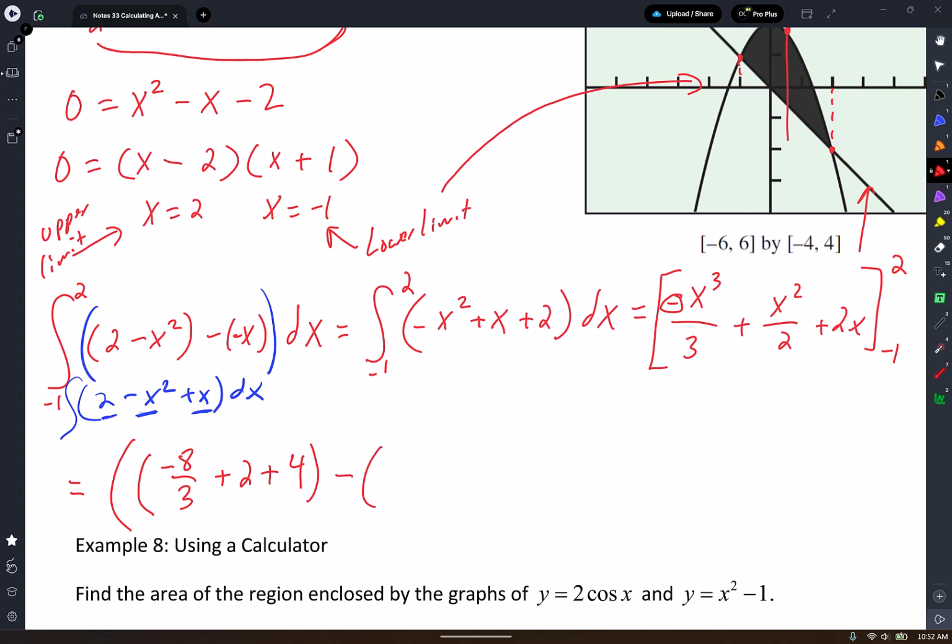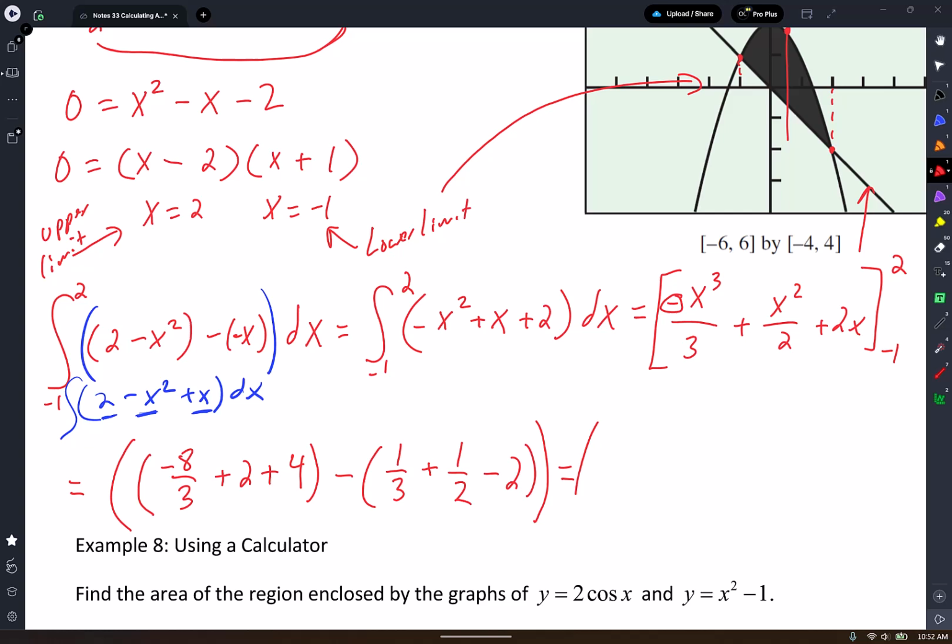-1 to the third stays negative, but negative times a negative is positive, so put 1/3. -1 squared, yeah, just 1. So plus half. And then 2 times -1, -2. All right, you're done. Now it's just arithmetic. See if we can figure this out.